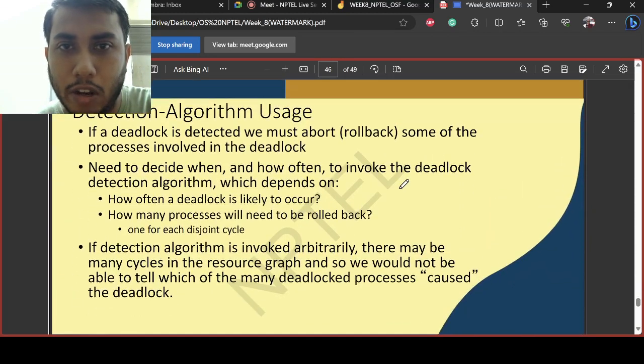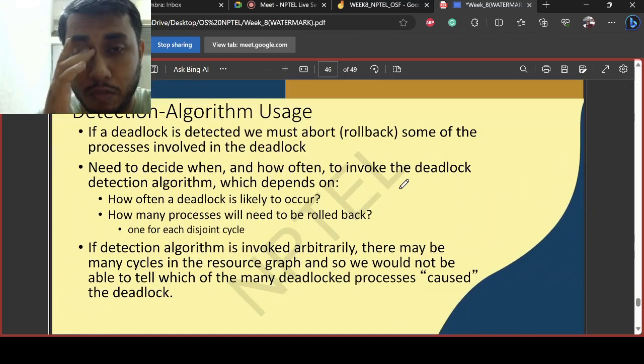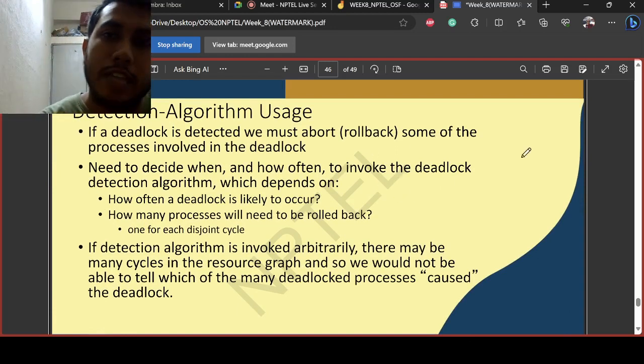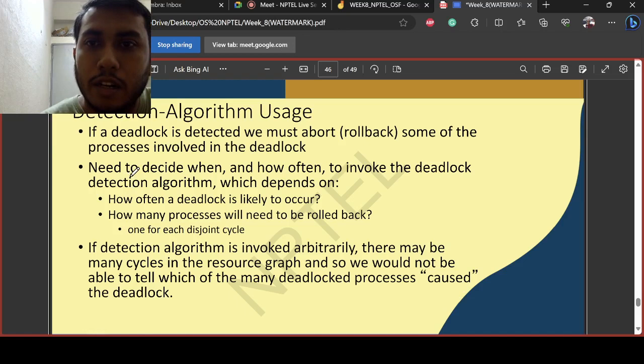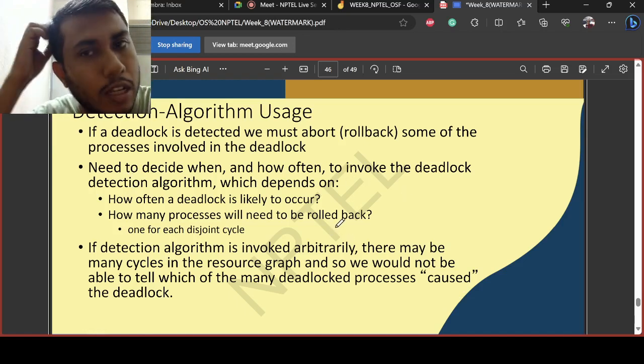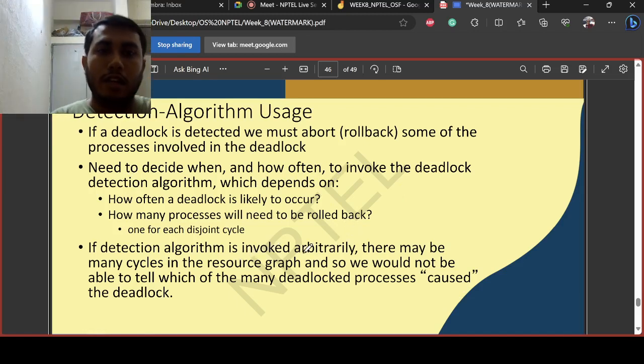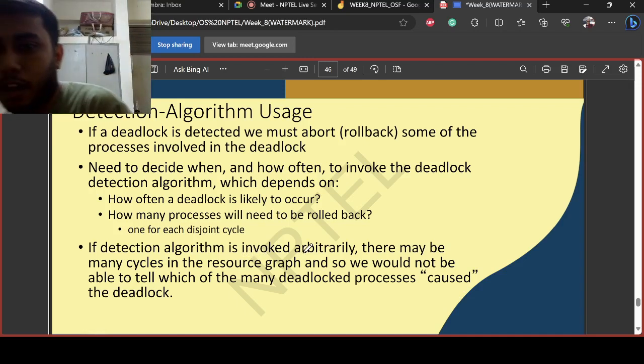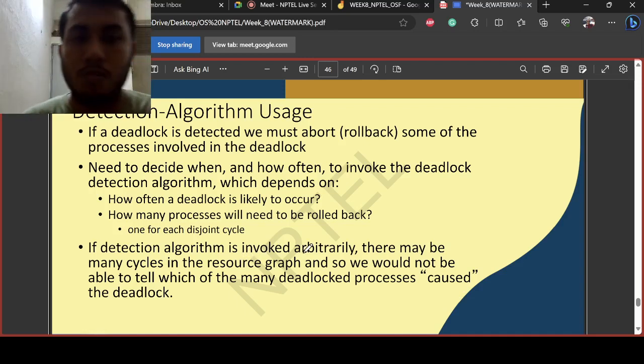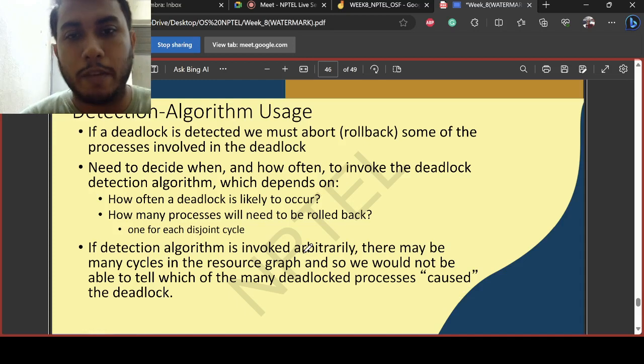So after the deadlock has been detected, what will you do? Once deadlock is detected, you abort some of the processes involved in the deadlock, or roll back. You need to decide when and how often to invoke the deadlock detection algorithm; it depends on how many deadlocks occur. If the deadlock detection algorithm is invoked arbitrarily, there may be many cycles in the resource graph, so we would not be able to tell which of the many deadlocked processes caused the deadlock.